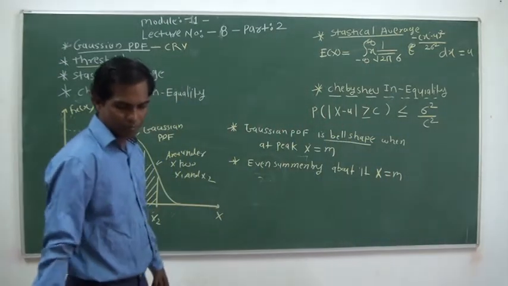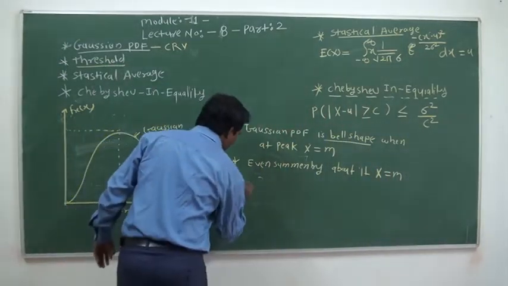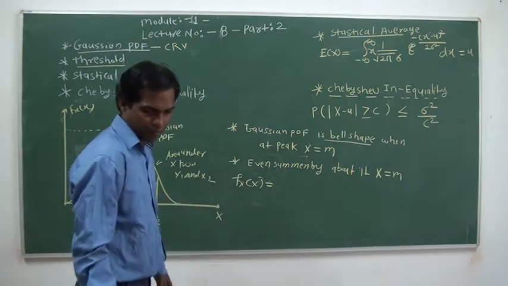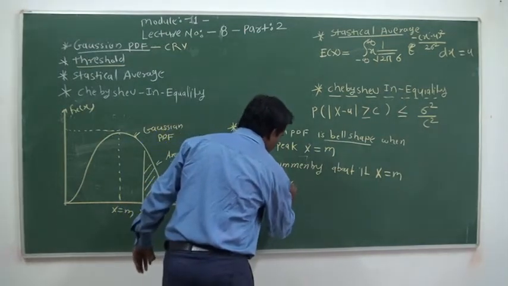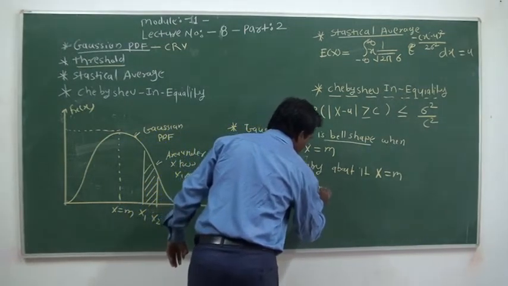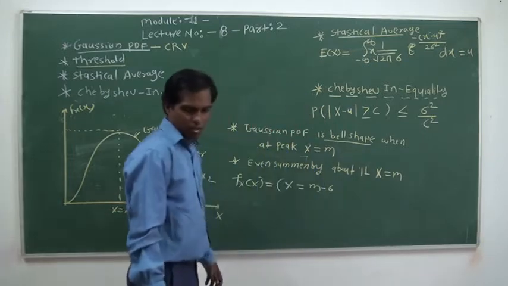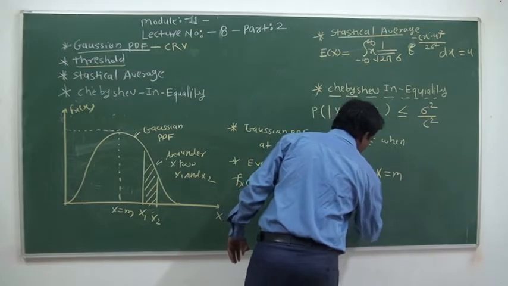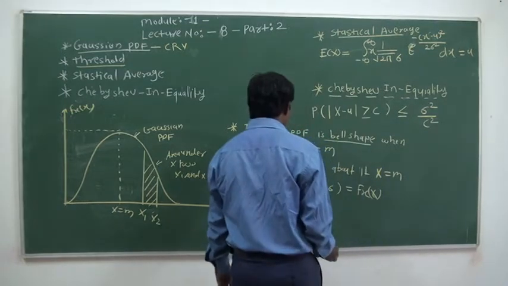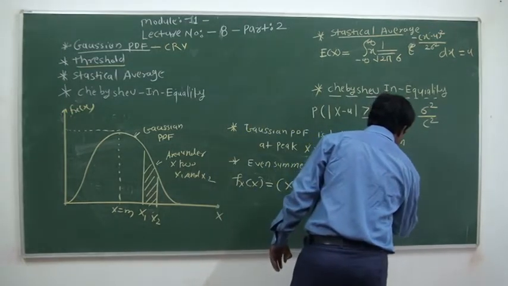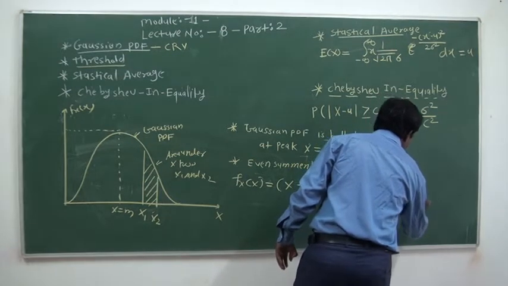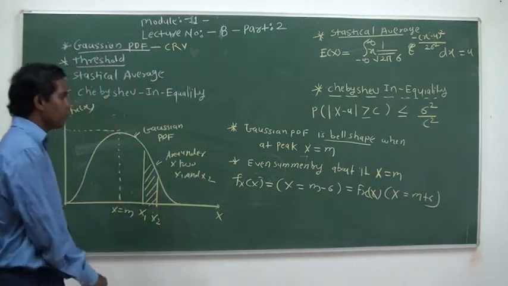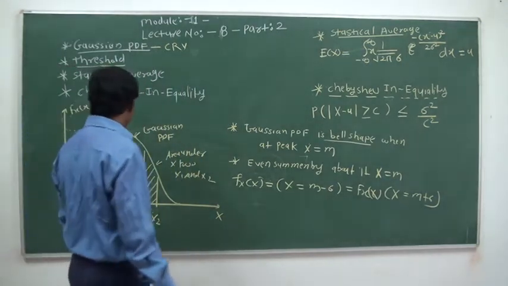Okay, so f of x at x equal to m minus sigma and f of x at x equal to m plus sigma are equal. So this is the symmetry property.